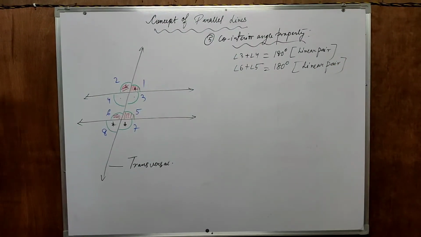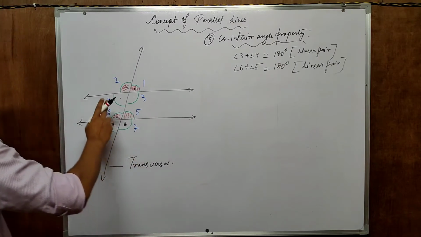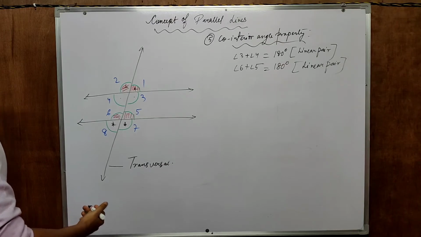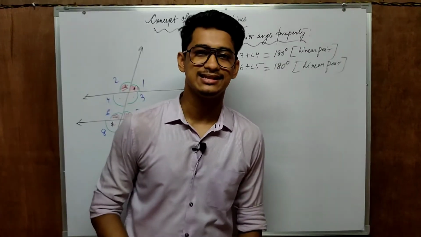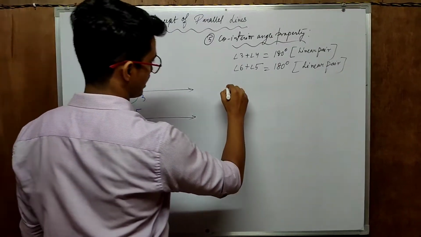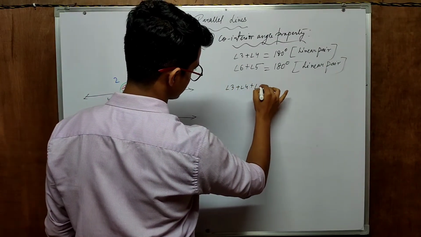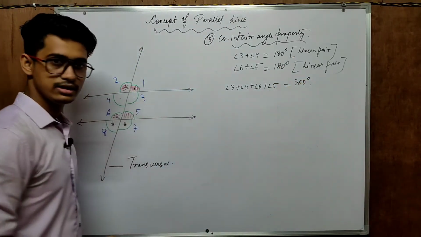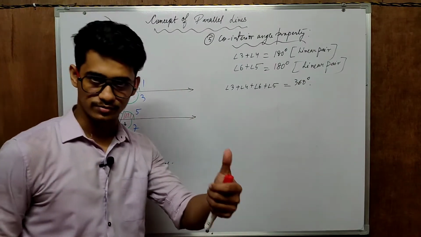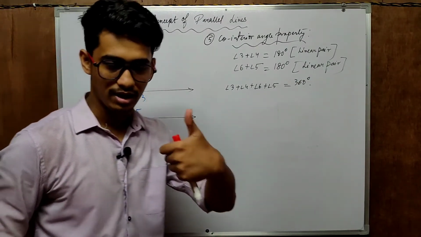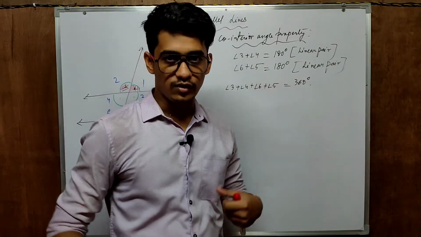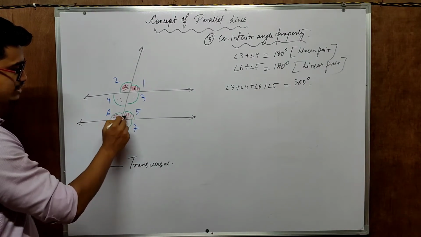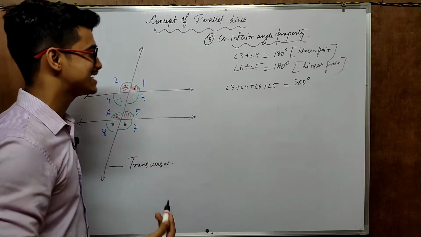Now if we add these two, what do we get? Angle 3 plus angle 4 plus angle 6 plus angle 5 gives us 360 degrees. Now that is the main cause. After that, what do we have to do? You just see, angle 4 is equal to angle 5. We know that angle 4 is equal to angle 5 by which property? That is alternate interior angle.